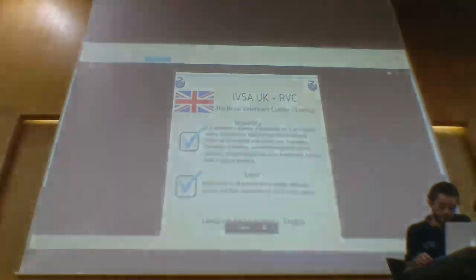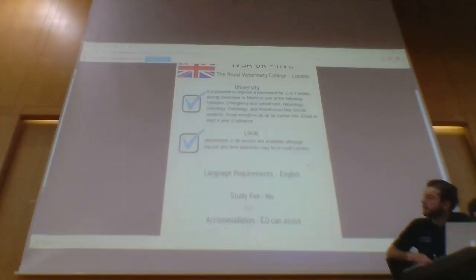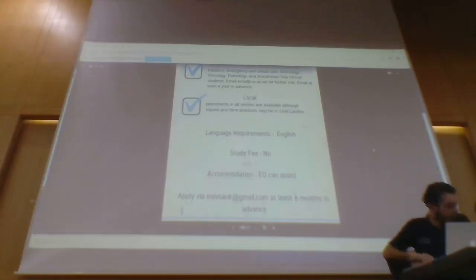Click on this and it will tell you what you can and can't do in that country. So obviously you can come to a place in one of our universities, or we can help you find somewhere local, and then there's some extra information on how to apply. Then you can use that information and fill in your individual exchange form.